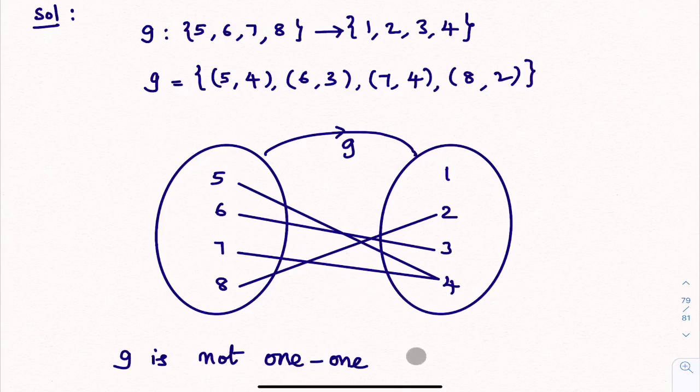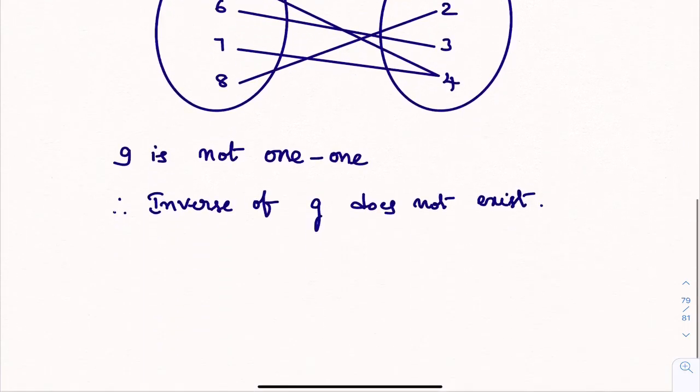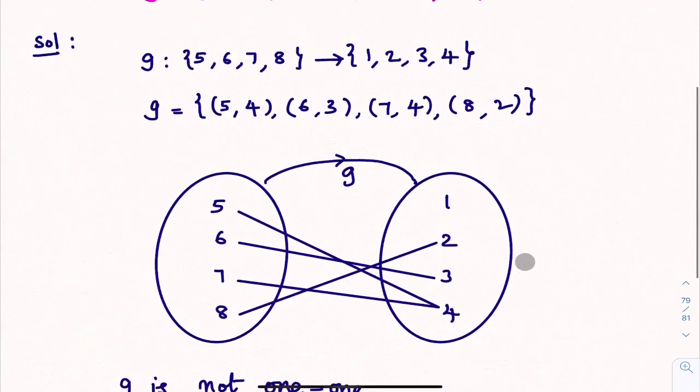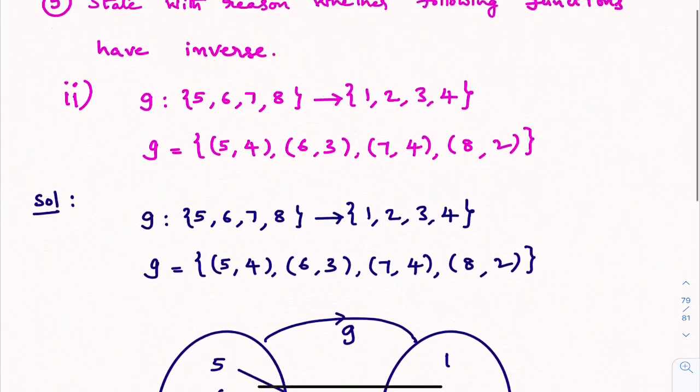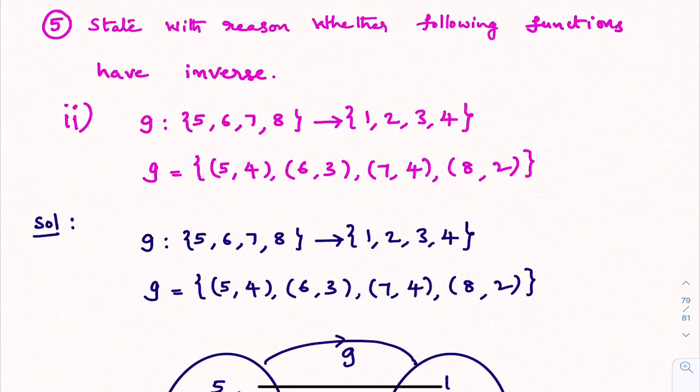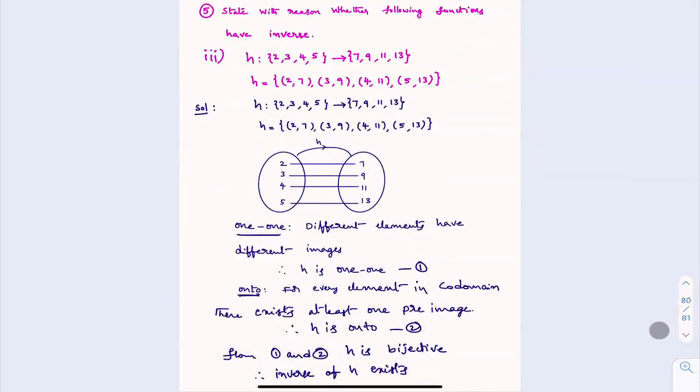If it is not 1-1, then it is not a bijective function also. Therefore, what we say, this function doesn't have an inverse. What is the reason? Because this function is not bijective. I hope you are understanding. What is the main point we are discussing in this class? Which functions will have an inverse? The function which is bijective, those functions only will have an inverse. Now see the next question.